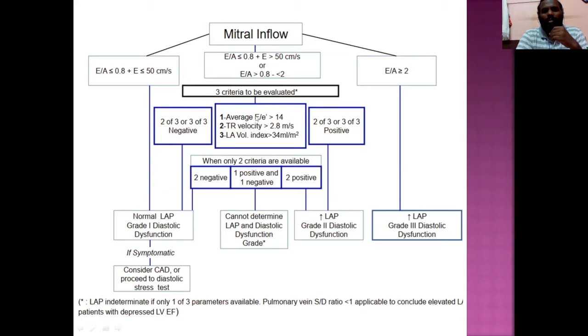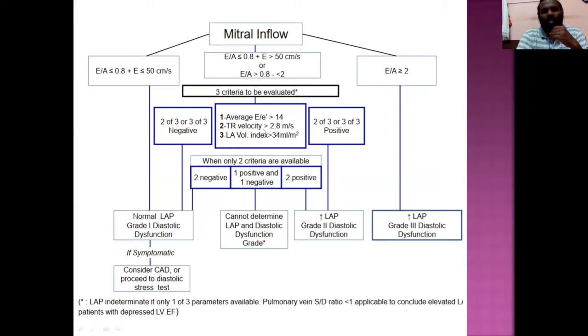One is the ratio of E by E prime. What is E prime? E prime is a myocardial velocity measured at the mitral annular level. It can be measured at the septal or lateral annulus. Here it is the average E by E prime, which is calculated by measuring the E by E prime at the septal and the lateral level and finding an average.